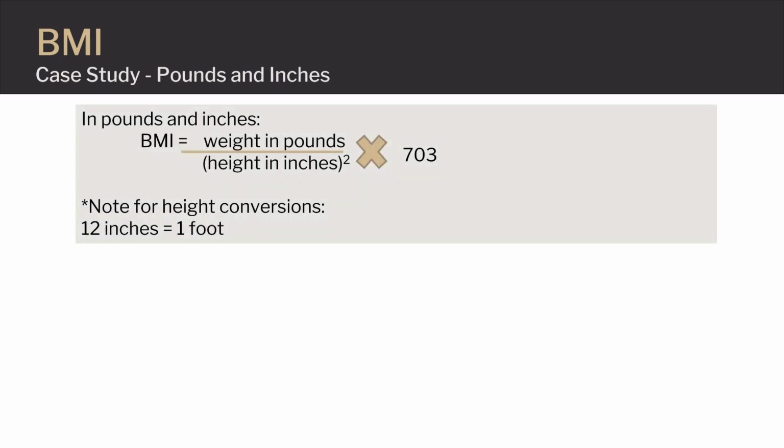Remember the formula for pounds and inches. BMI is equal to weight in pounds divided by height in inches squared. The result is then multiplied by 703. Note that for height conversions, 12 inches equals 1 foot.